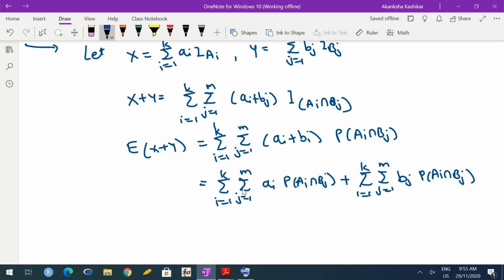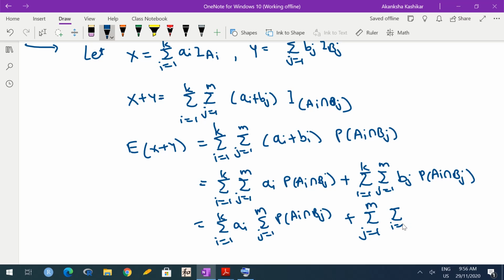Now since ai is free from j, I can take it outside the first sum. So it would become the sum over i going from 1 to k of ai, sum over j going from 1 to m of probability of Ai intersection Bj, plus, since both these are finite sums, I can interchange the order and this can be written as the sum over j going from 1 to m, sum over i going from 1 to k, of bj times probability of Ai intersection Bj.